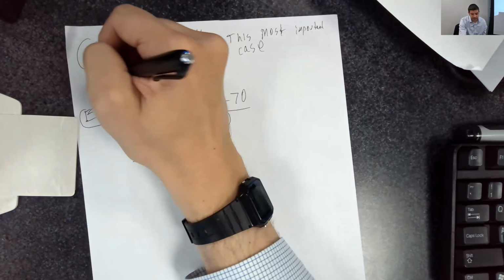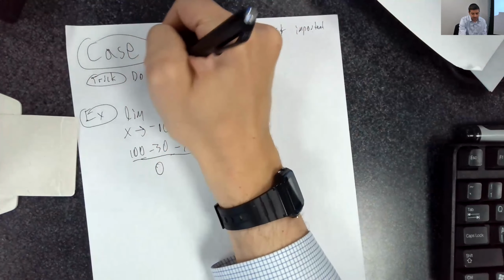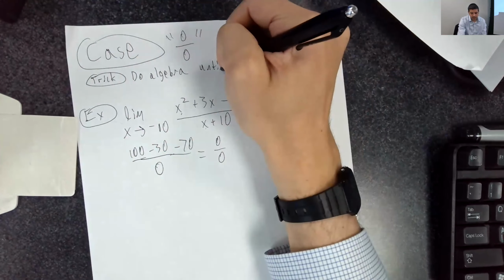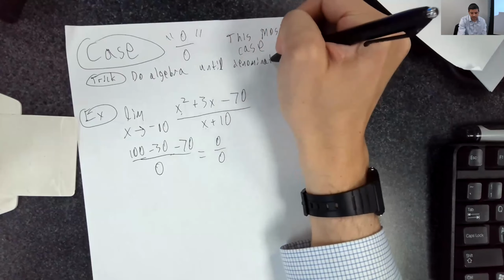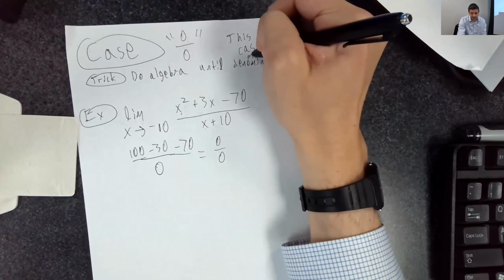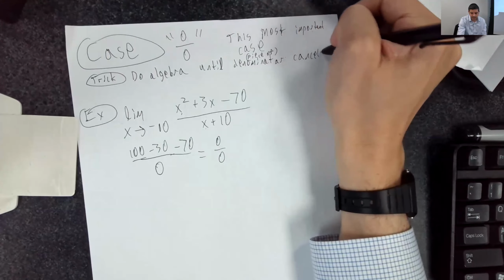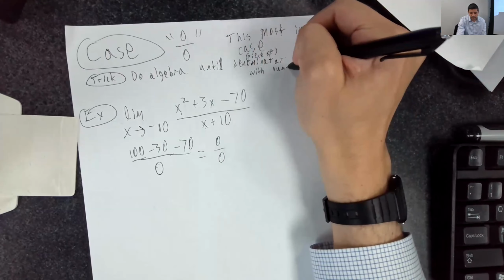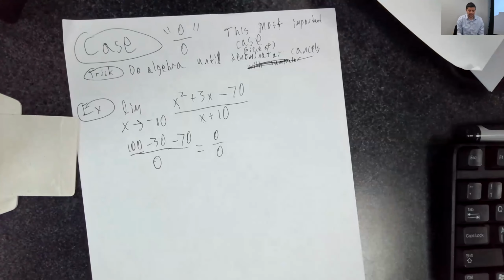So the trick is: do algebra until a piece of the denominator cancels with the numerator. Or I'll just say cancels.